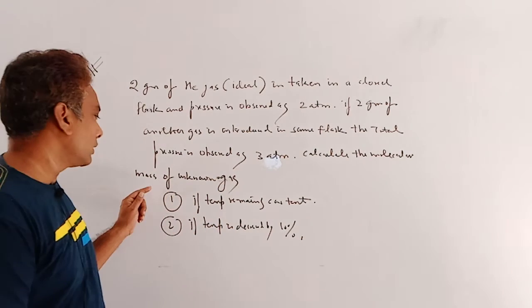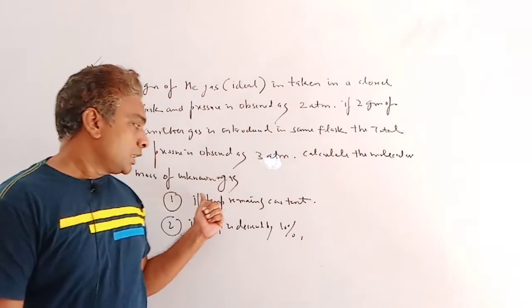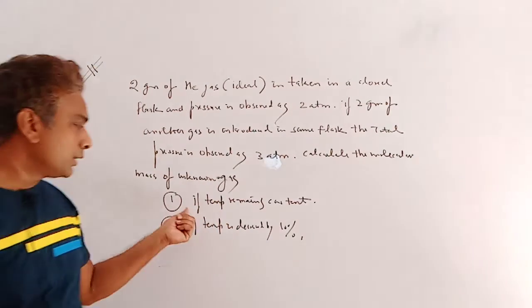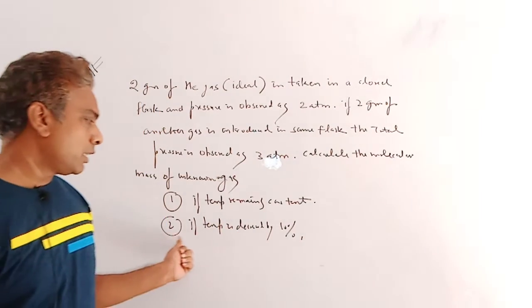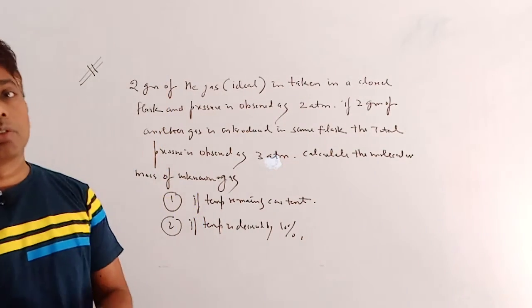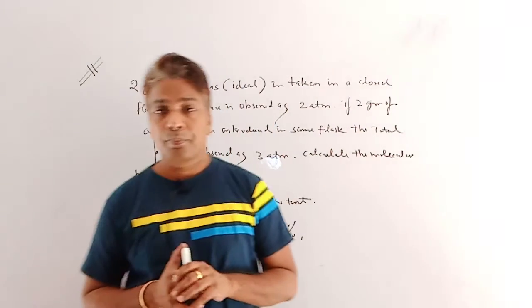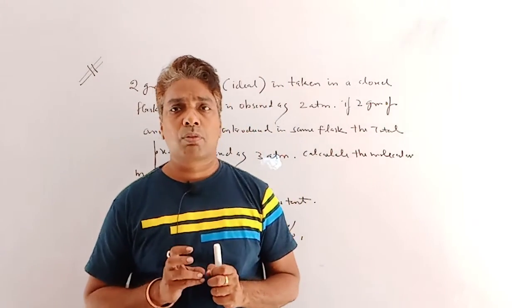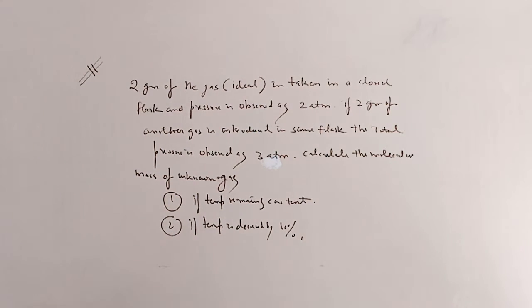Molecular mass: to find the molecular mass of the unknown gas at 2 different conditions. First, if temperature remains constant, clear, and second, if temperature is decreased by 10% after introducing the inert gas in the same flask. So here in this question, by simply using the ideal gas equation, we can solve this problem. So, solution.